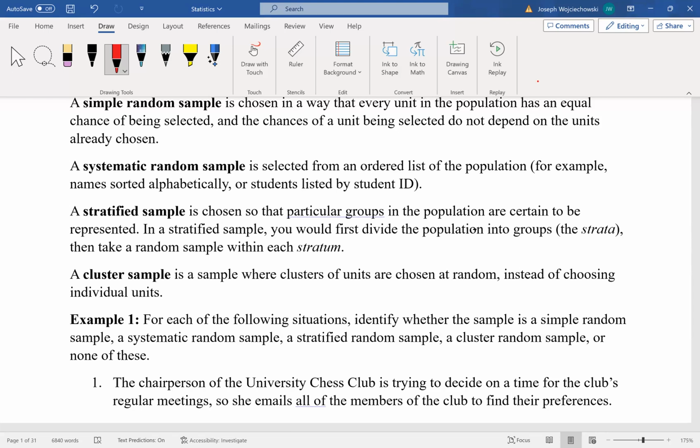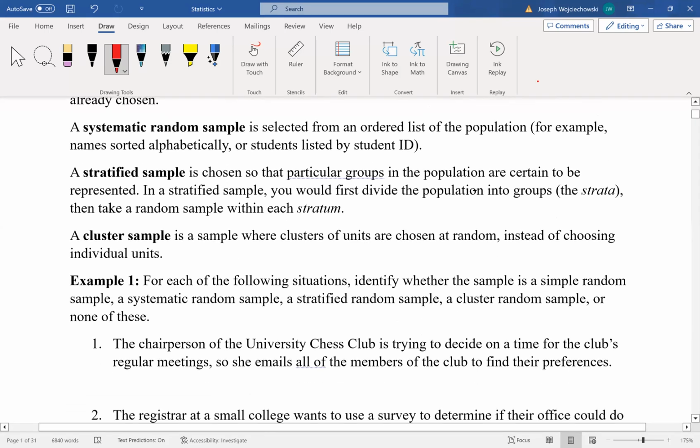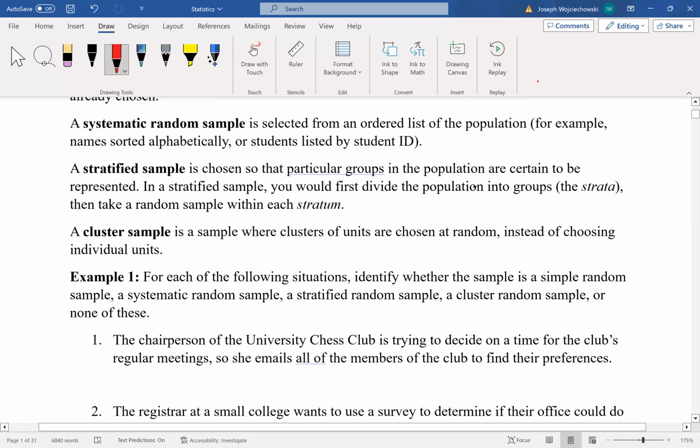Next, we have a systematic random sample. This is selected from ordering a list of the population, for example, names sorted alphabetically or students listed by student ID. Now there could be an issue with this, a systematic random sample. If I put it in alphabetical order and I was to be chosen, chances are that person is not going to choose somebody else close to me on this list, such as my brother.